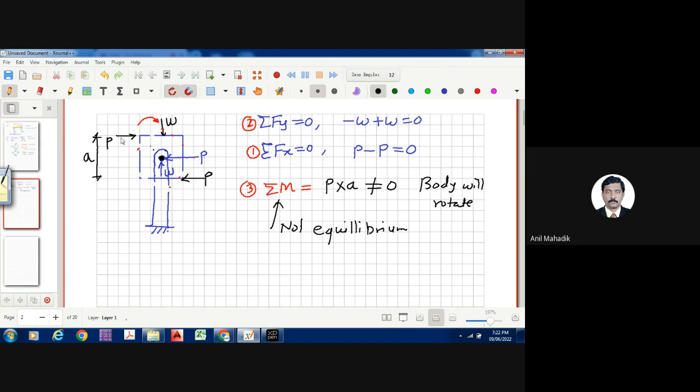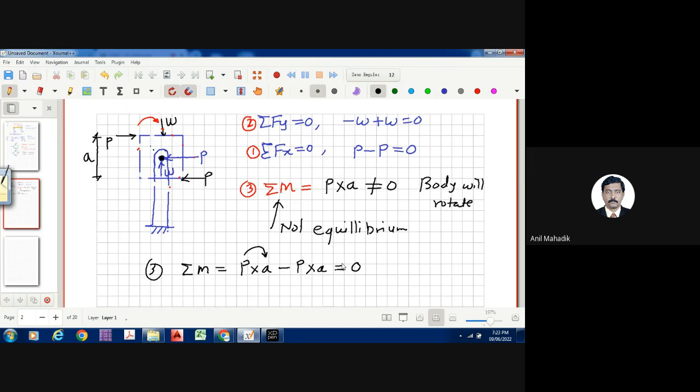Now what is happening? Now try to write down the equation. So sigma M is equal to P into A, minus P into A. Now this is clockwise, it is giving a clockwise moment, and here it is giving anti-clockwise. So minus P into A. What will be the value at the end? 0. Now it is equilibrium, right? Now it will not rotate.